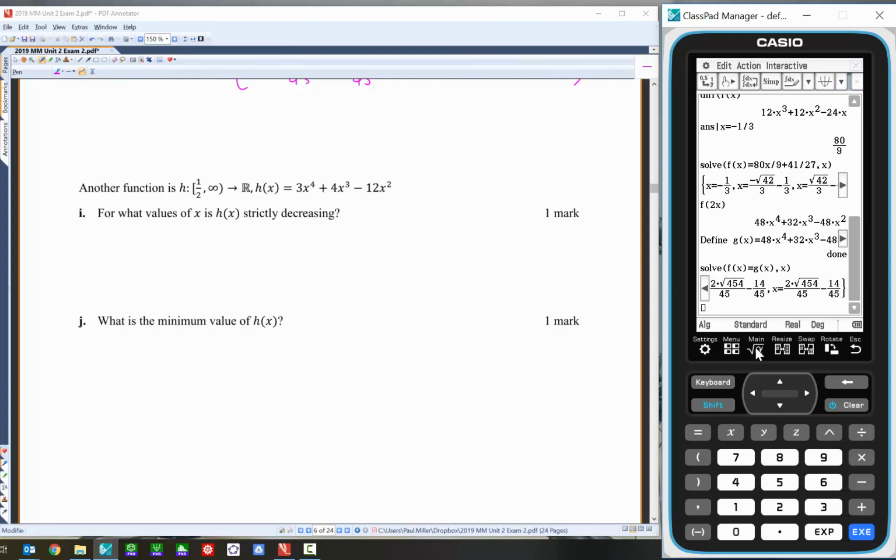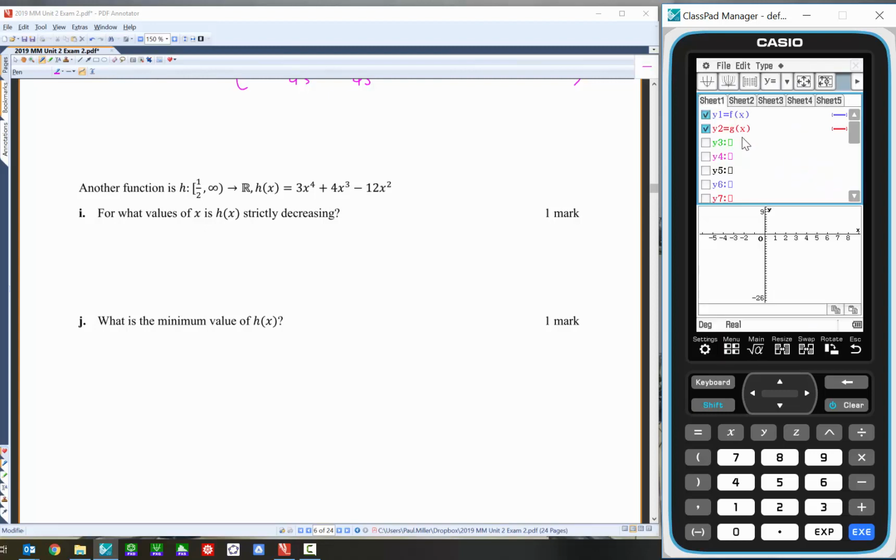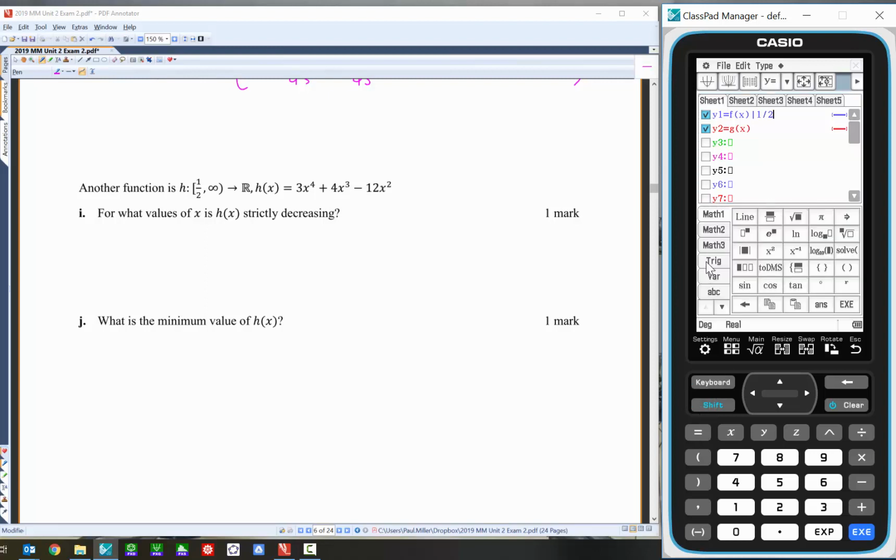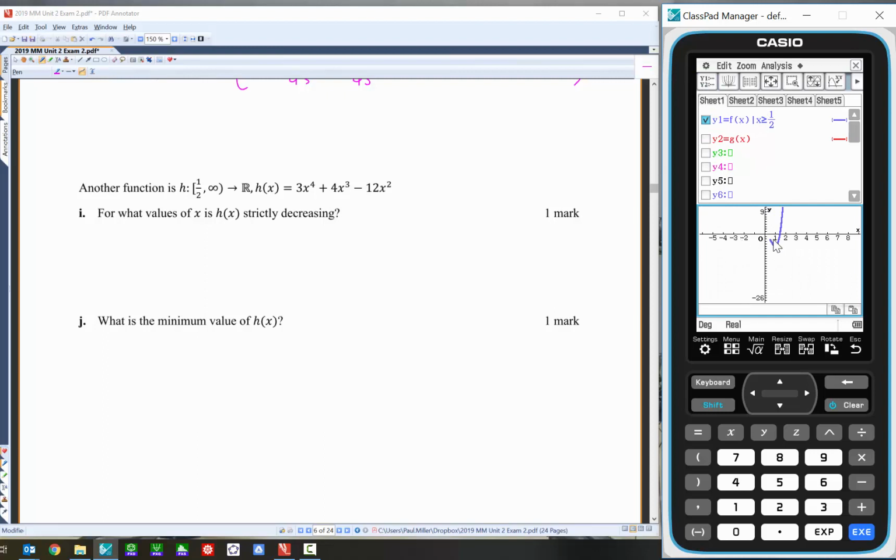do is go to menu, graph and table, and graph f of x with a domain restriction, which is going to be from a half. Where's those less than, no, less than and equal to. What am I doing with x greater than and equal to a half? All right, let's toggle that one off and let's graph this thing. All right, so there's my function.